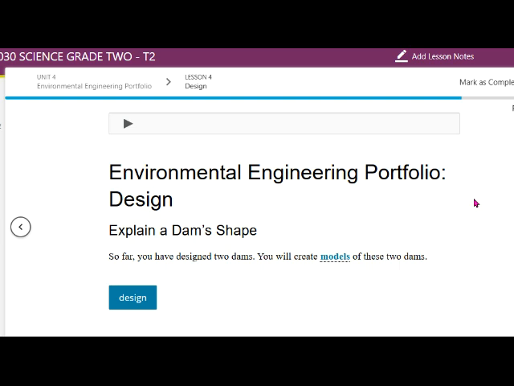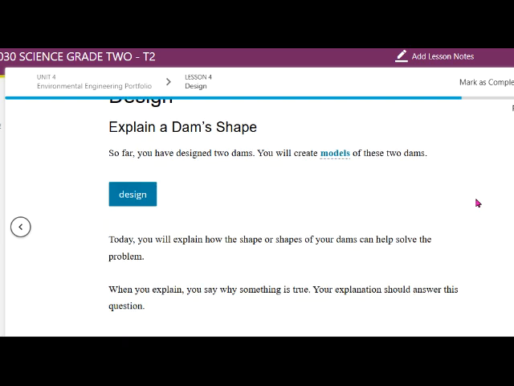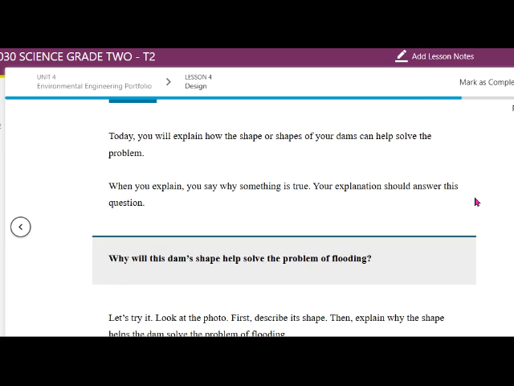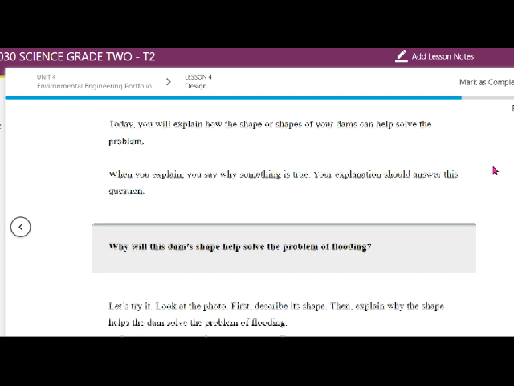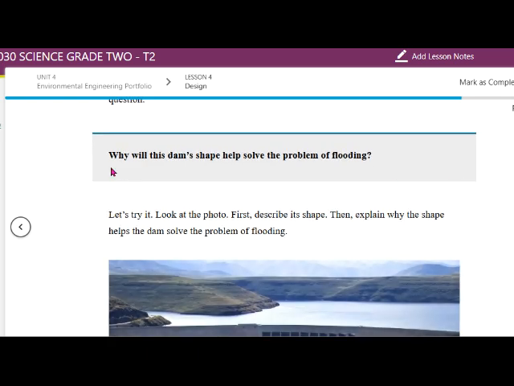Explain a dam's shape. So far, you have designed two dams. You will create models of these two dams. Today, you will explain how the shape or shapes of your dams can help solve the problem. When you explain, you say why something is true. Your explanation should answer this question: Why will this dam shape help solve the problem of flooding?